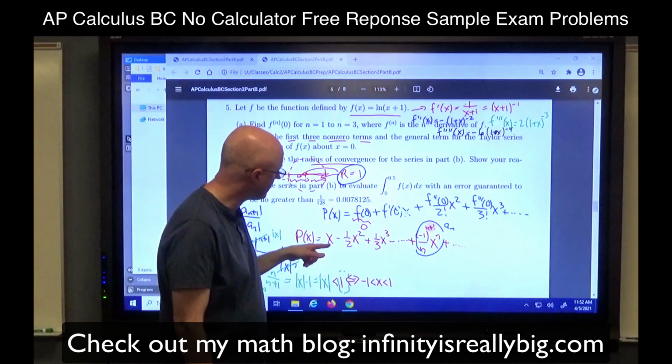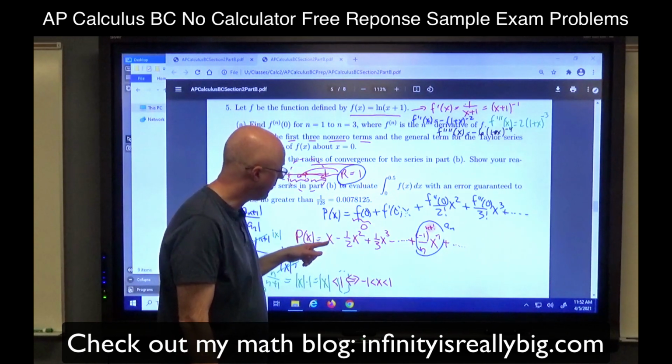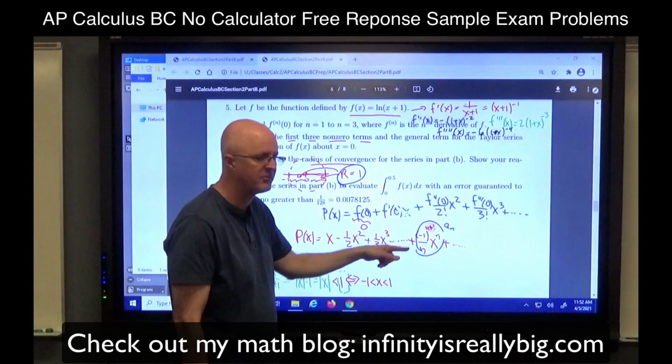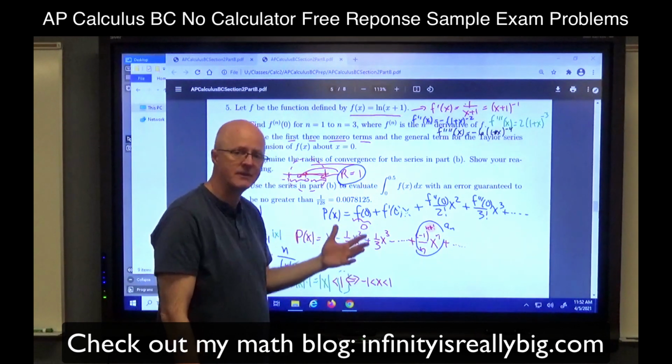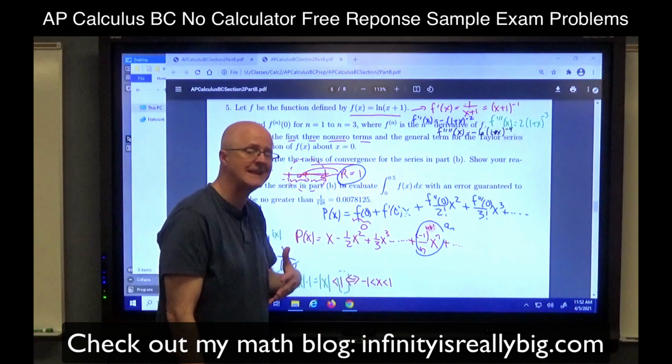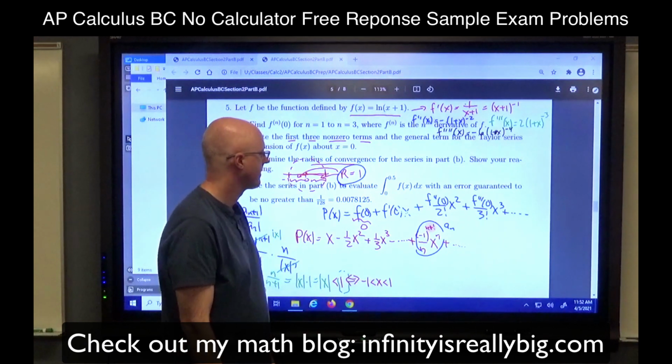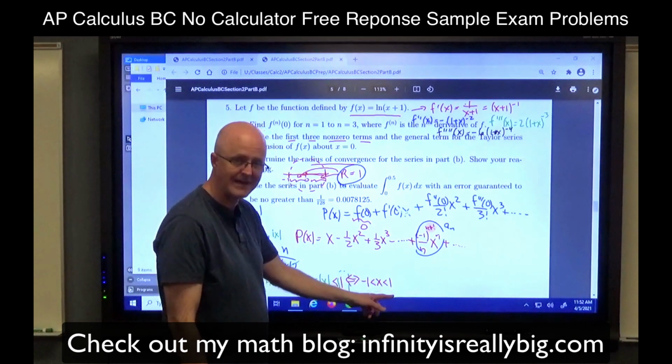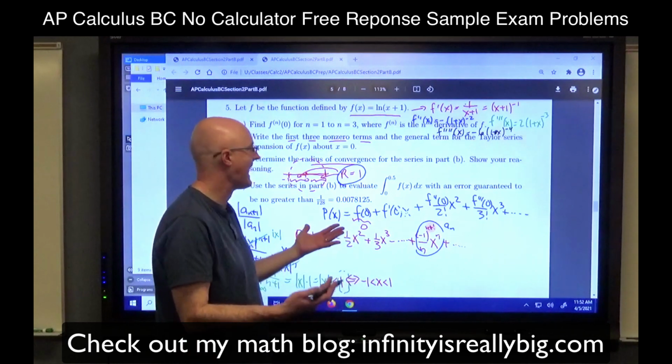When x is positive 1, this actually converges. You get 1 minus a half plus a third minus a fourth plus a fifth minus a sixth. It's called the alternating harmonic series. By the alternating series test, that does converge. The interval of convergence includes the right endpoint but not the left endpoint, but we're not asked that anyway.